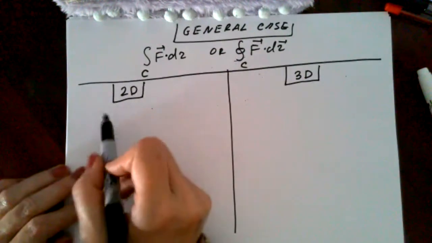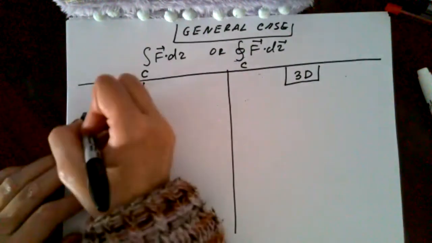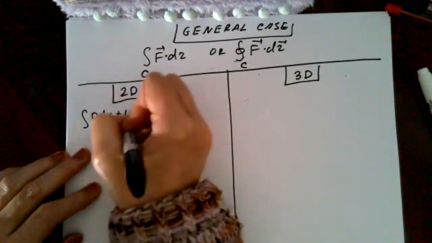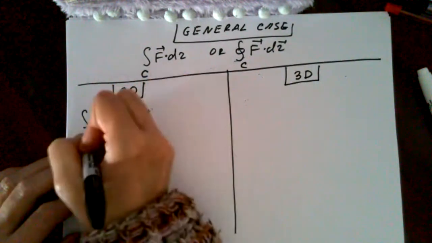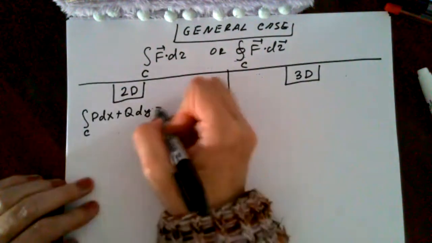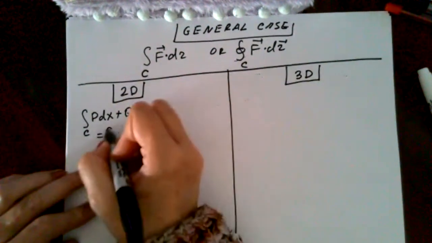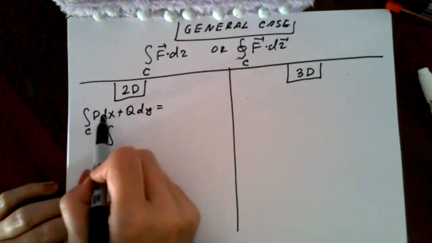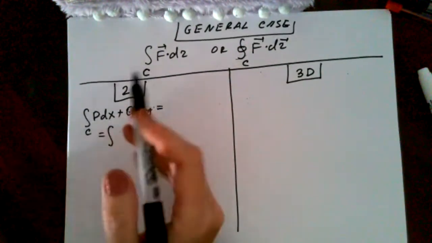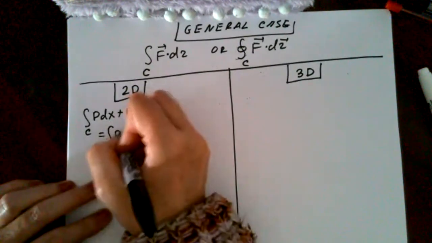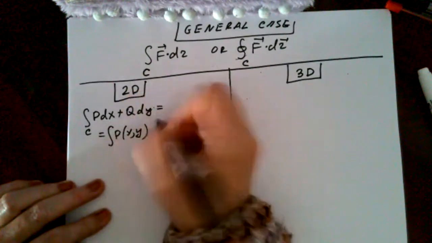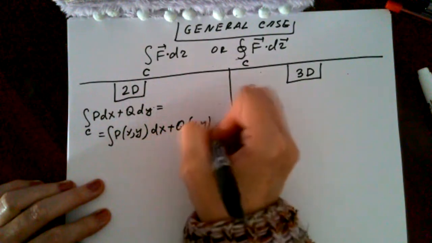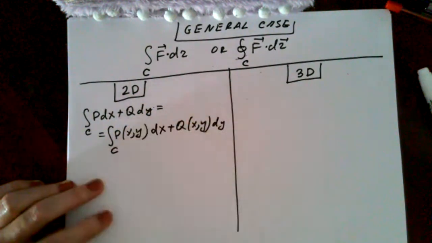In the 2D case, your work integral will look, if you expand it, like P dx plus Q dy over the path C. We can even write this expression in more detail. Let me remind you that these P and Q are not numbers; they are functions. They are functions of 2 variables in this case: P of x, y dx plus Q of x, y dy, and this is the name of our curve.